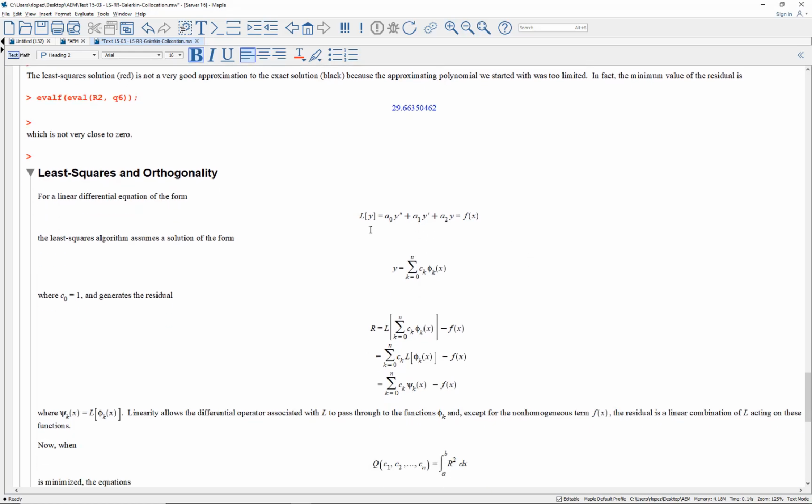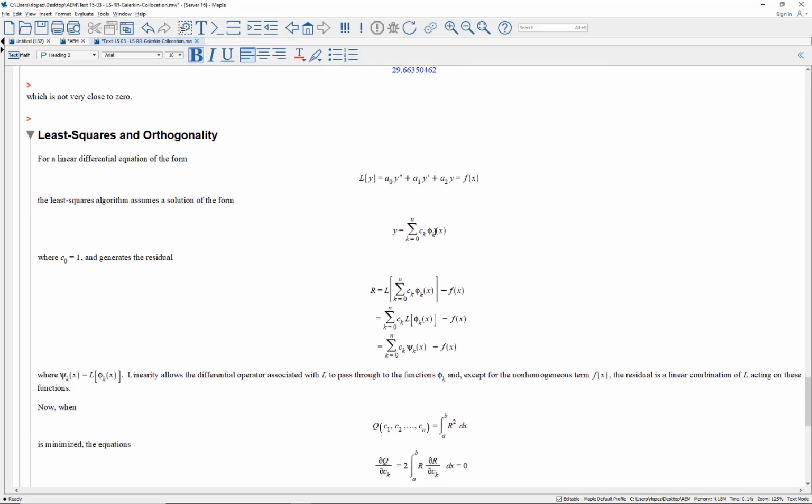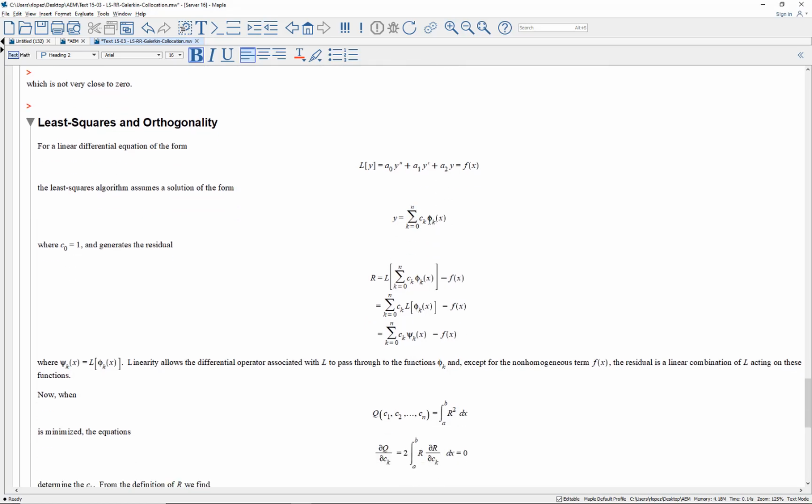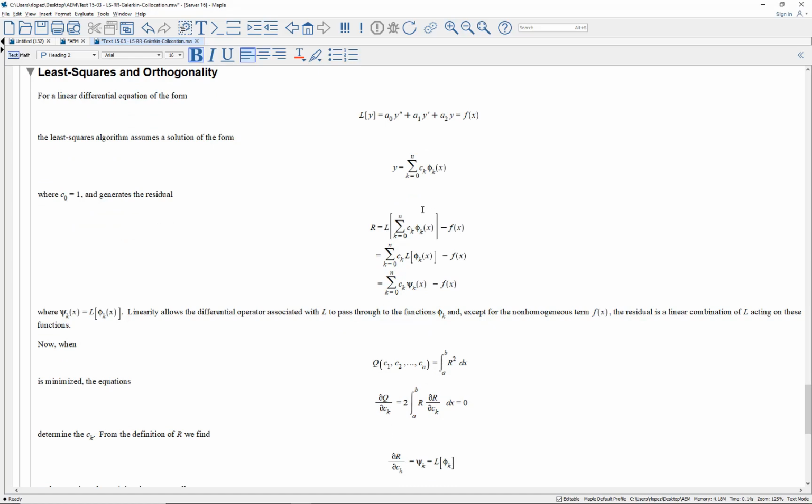Okay, here's the differential equation. L is the differential operator for this differential equation. Here is the linear combination of the basis functions phi k. You apply L to this approximation. You get the residual. Now the L can go past the sum, can go past the constants, and act on these phi k's. For the moment, let's call the result psi k.